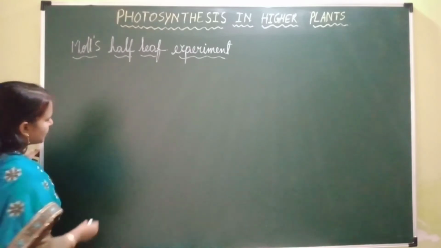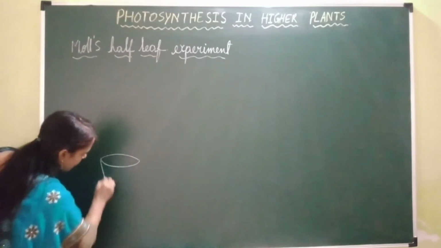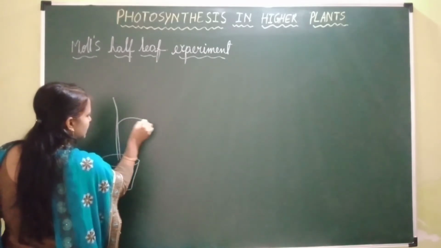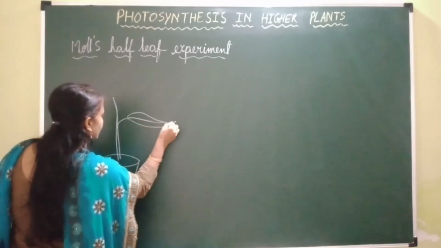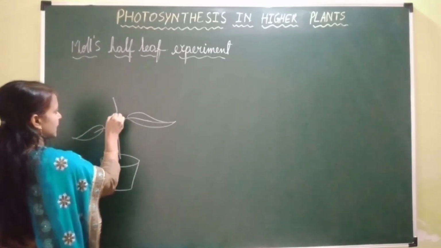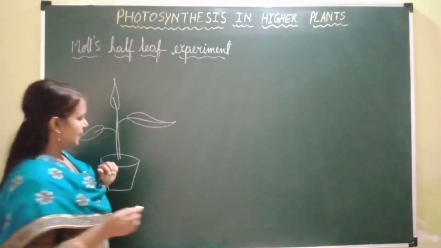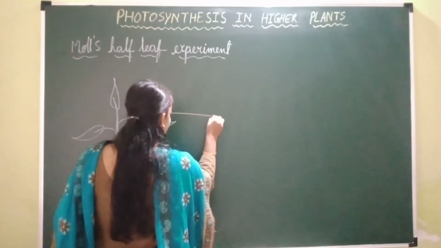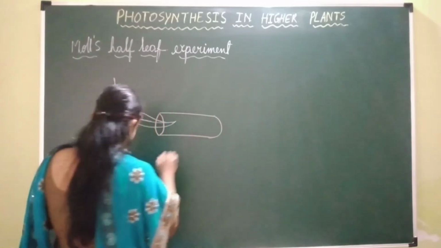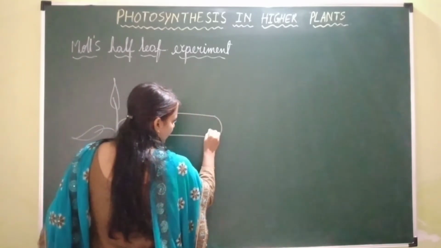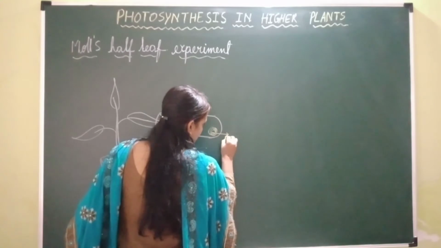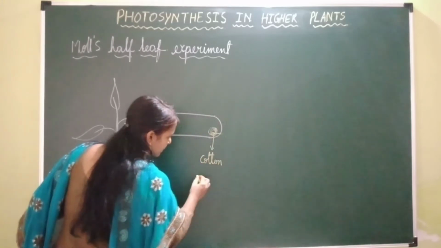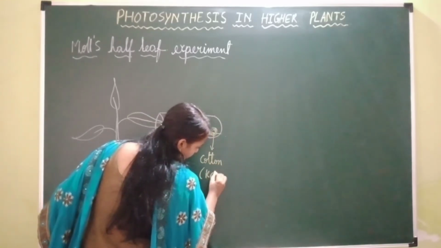Right. In this experiment, a potted plant with green colored leaves is selected, and one of its leaves is chosen. The apical part of this leaf is placed inside a test tube, and inside this test tube is a cotton plug soaked in KOH, potassium hydroxide.